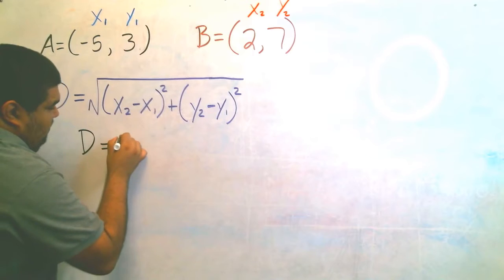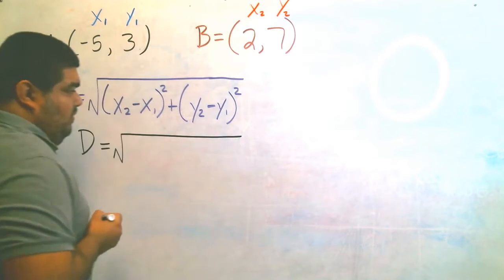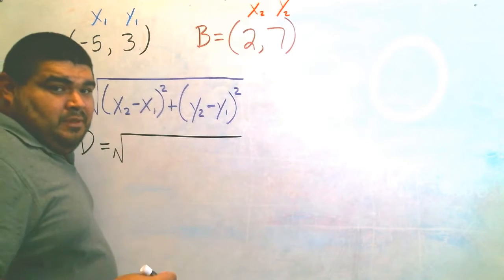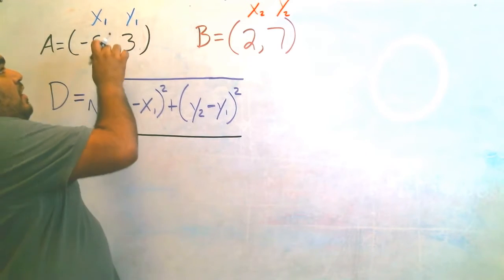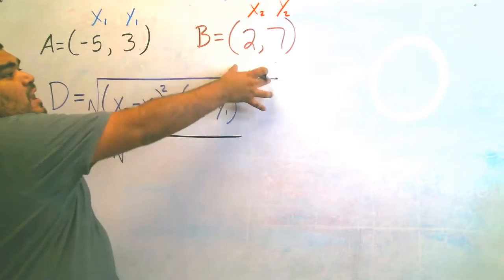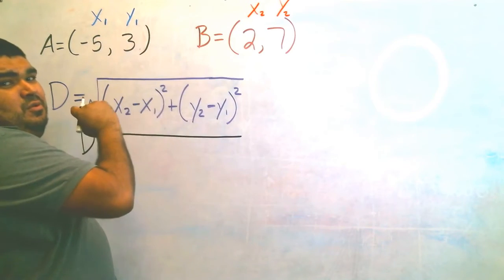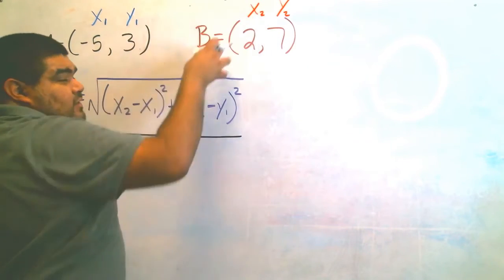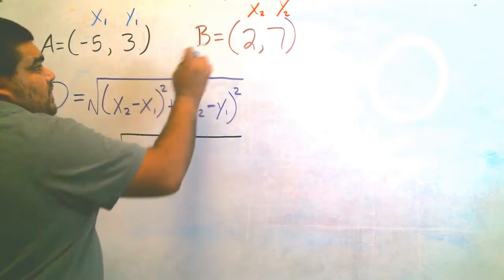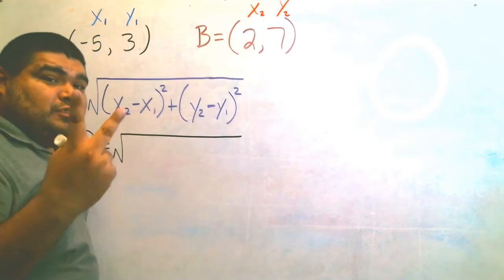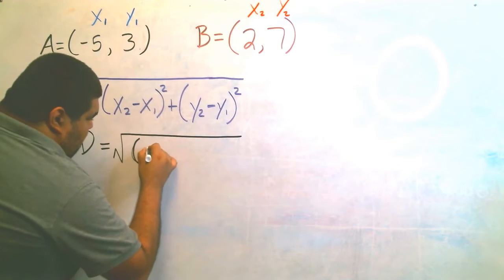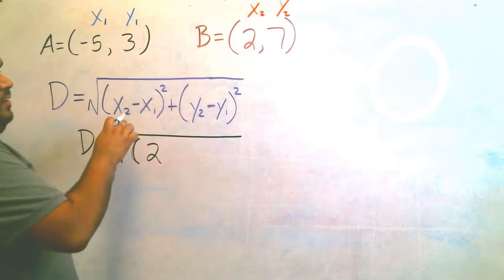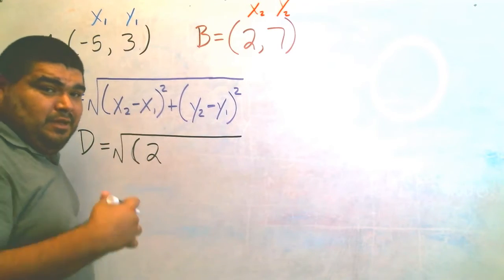equals radical. Remember, we're looking for x2, right? On these sets, do we have an x2? We do, right? It's up here, x2. We found it. It's on B. So it's a 2. So we do parentheses, 2. We keep the minus for now, okay?